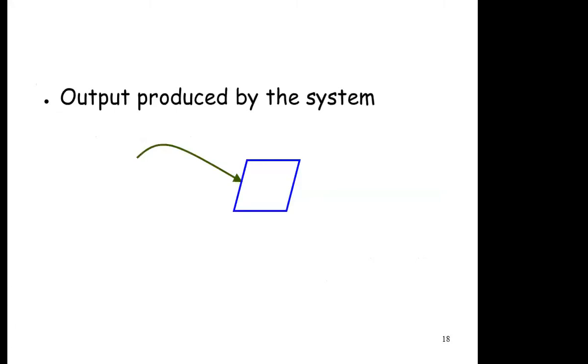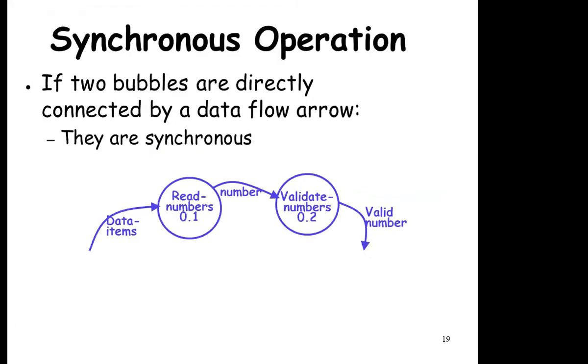So the output is produced to the system. So these are very simple. Synchronous operation, I told you, when there is no data store in between the two bubbles, it is known as the synchronous operation. Just see, there is a 0.1 and 0.2 bubble. The 0.1 bubble is named read numbers. The main function of the 0.2 bubble is validating the numbers which have been read. Whatever number you get from the user, entered by read numbers, is directly given to the validation function. So in between they are not stored anywhere.